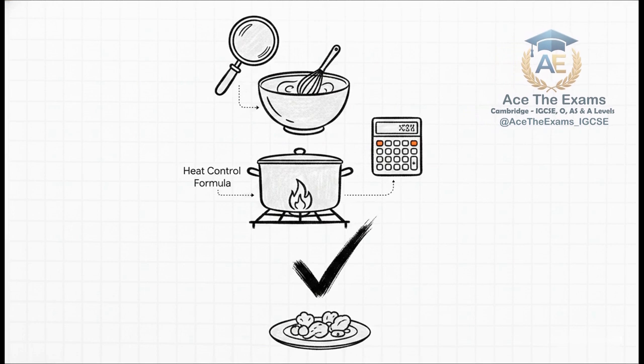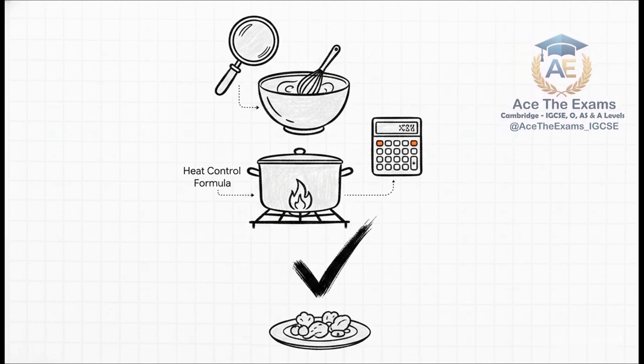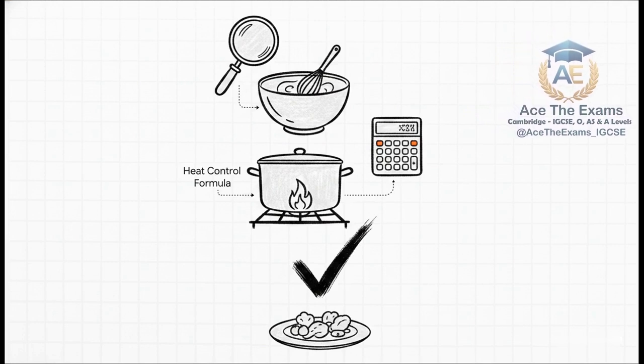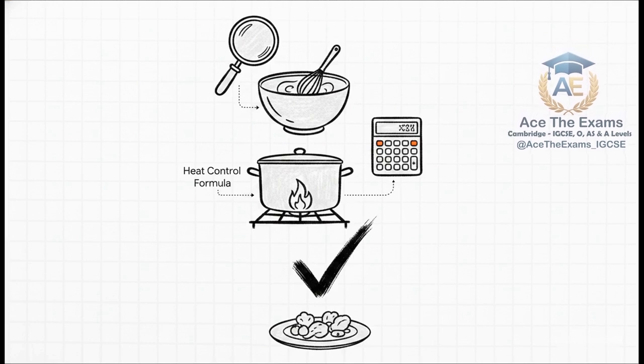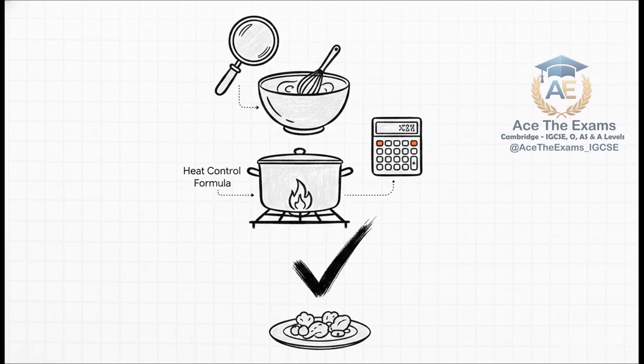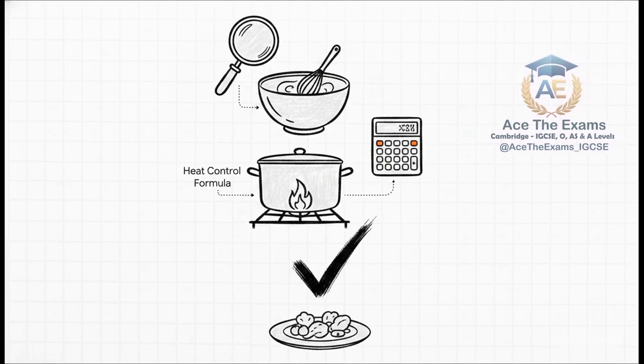You must accurately decode your ingredients from the question. Are you dealing with a one-tailed or a two-tailed test? What is the specific significance level? What is the exact population parameter? You must decode and define these explicitly before you calculate a single thing.